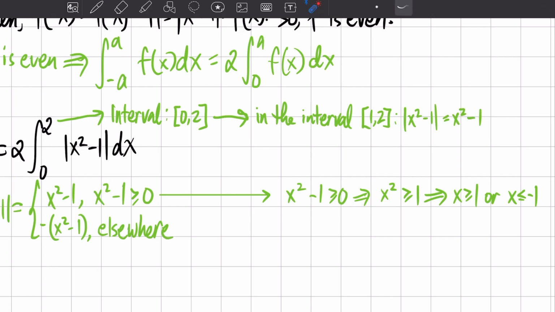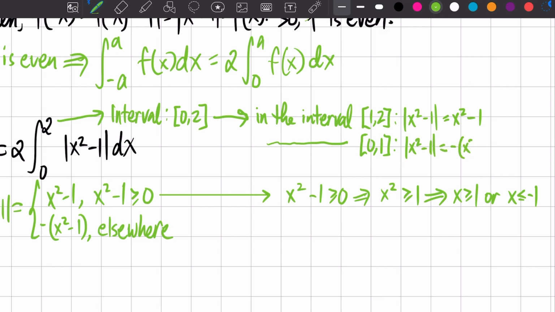However, for the interval 0 to 1, clearly, x is no longer greater than or equal to 1 in this interval. And x is not less than or equal to negative 1. And so, it will fall in this criteria, which is elsewhere. And that means your absolute value of x squared minus 1 would be equal to the negative of x squared minus 1. And actually, this is just the same as 1 minus x squared.